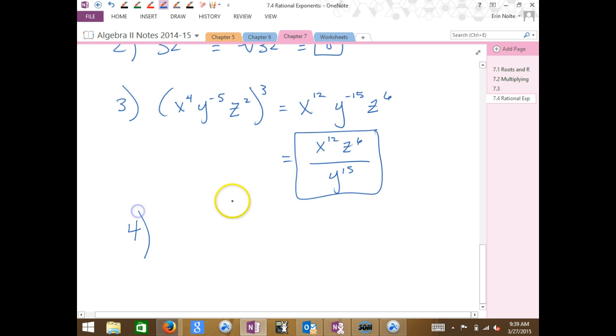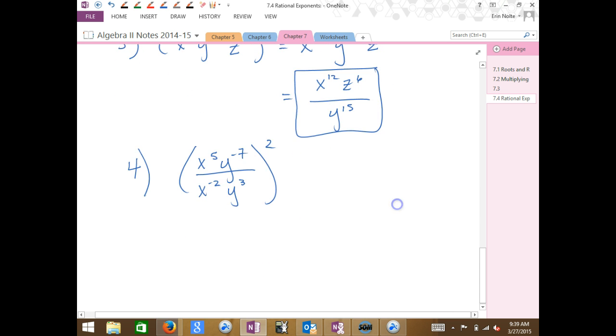Okay, here's my last example. X to the 5th times y to the -7th over x to the -2, y cubed, all squared. Okay, so what am I going to do for this one? Okay, now you absolutely can start by multiplying them all by 2. Absolutely. I'm going to go the other way, though. I'm going to simplify, because I always think it's easier to make things smaller first and then get bigger, but it wouldn't be wrong. You'd get the same answer.